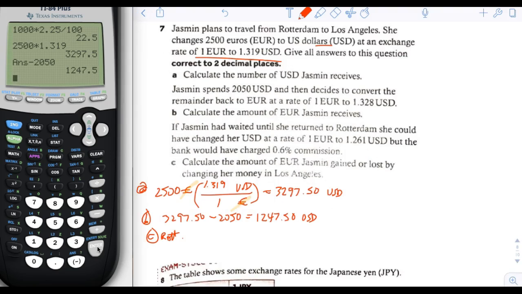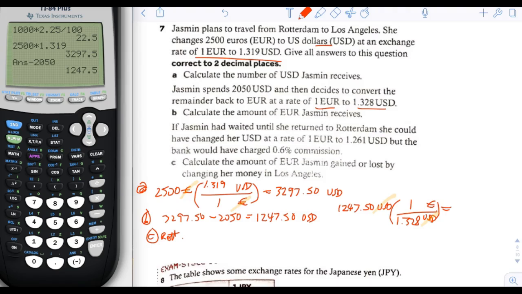That's B. Well, it's not quite B, because B wants to know what happens after she takes the remainder and converts it back at 1 euro to 1.328 US dollars. So let's look at that. So we'll have 1247.50 US dollars. And then we're going to multiply times the domino, where there's US dollars on the bottom and euros on top. And the US dollars rate on the bottom is going to be 1.328 US dollars, 1 euro on top. How do we know US dollars goes on the bottom? Because it cancels out with the original one.